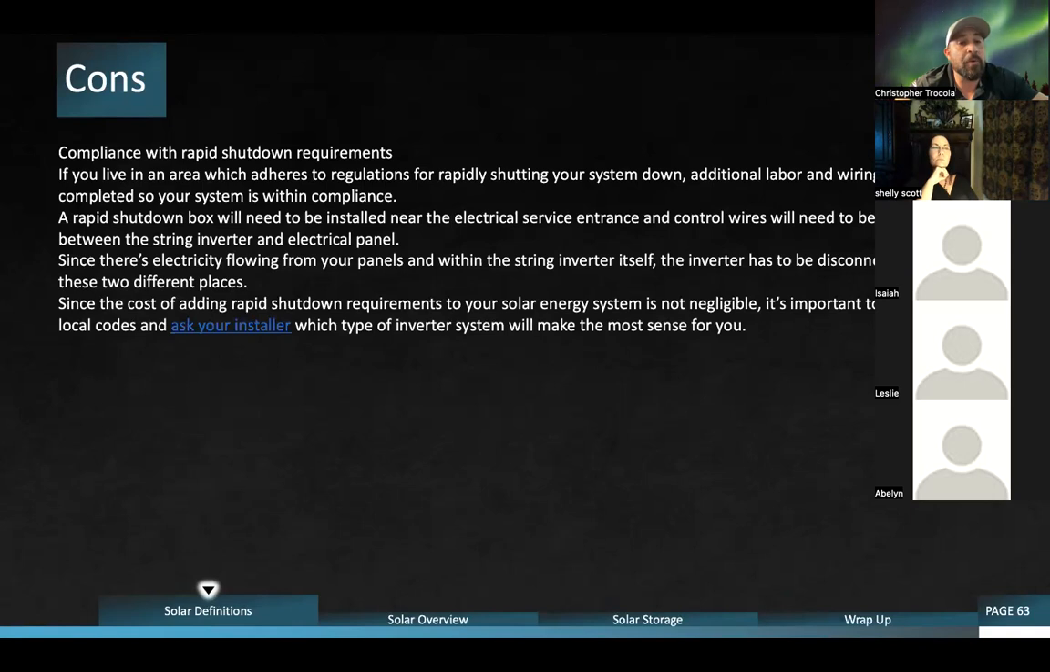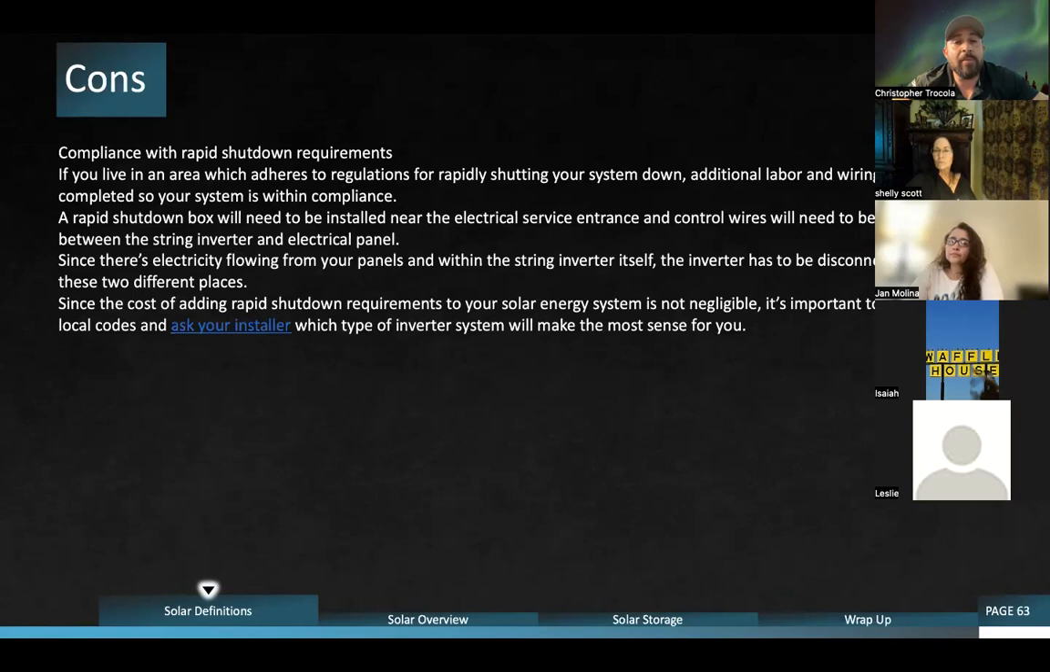Since there's electricity flowing from your panels and within the string inverter itself, the inverter has to be disconnected at both of these two different places. Since the cost of adding rapid shutdown requirements to your solar energy system is not negligible, it's important to check with your local codes and ask us which type of inverter is going to work best for you, for the most sense for you. So here's the deal.